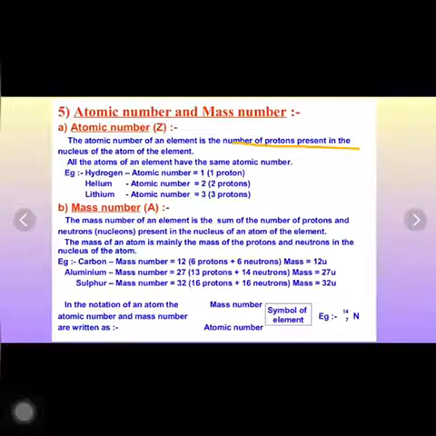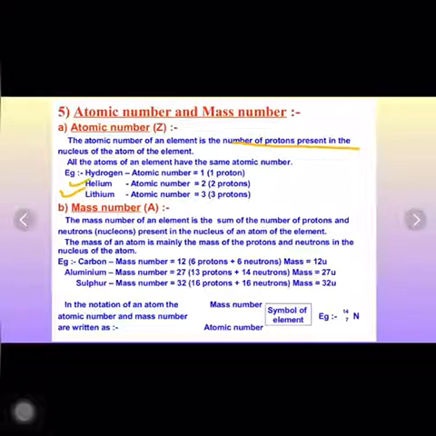1. The nucleus of a carbon atom contains 6 protons, therefore its atomic number is 6. Similarly, the nucleus of an oxygen atom contains 8 protons and its atomic number is 8. Helium contains 2 protons, so its atomic number is 2. Lithium contains 3 protons, therefore its atomic number is 3. Hence, atomic number is always calculated from the number of protons in the nucleus.